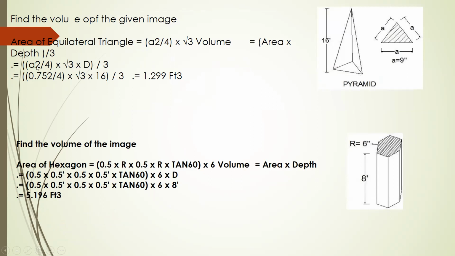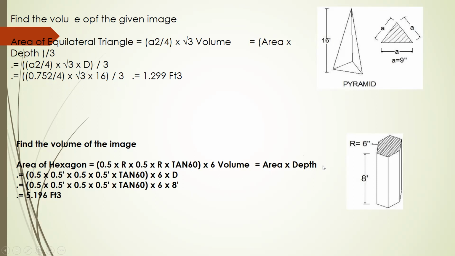So a square by 4 into square root of 3 multiplied by d, whole divided by 3. That is 0.75 square divided by 4 multiplied by square root of 3 into 16, whole divided by 3, which will be 1.299 cubic feet. Now the area of the hexagon, that is 8 feet.